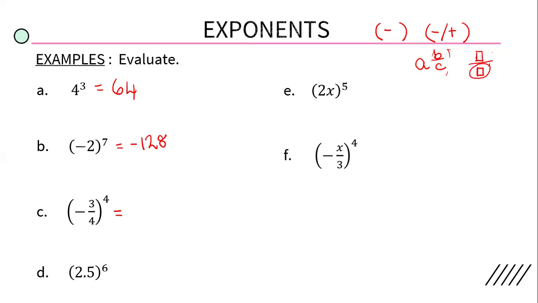After you've done that, once your bracket is closed, you now want to press your power button and insert your number. This would give you your value as a fraction. It's now positive 81 over 256.